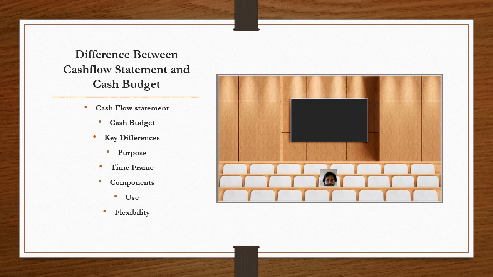Difference. Cash flow statement. The cash flow statement shows the cash inflows and outflows relating to the firm's operating, investing, and financial activities. The preparation of the cash flow statement is done as a postmortem exercise of the past events.